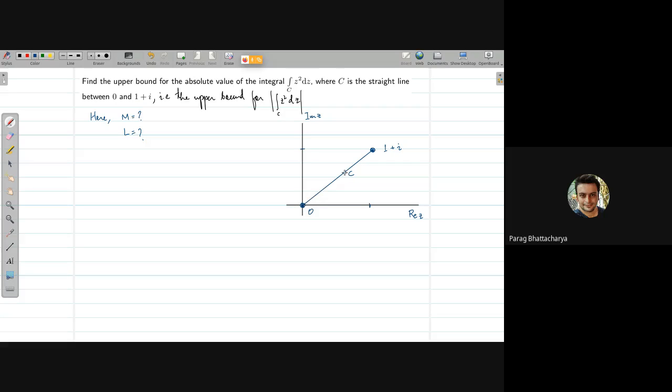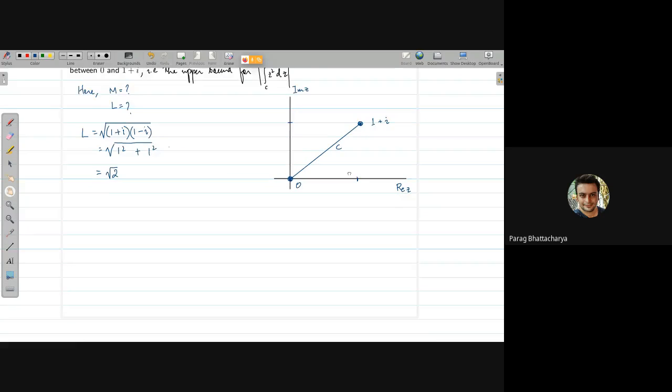L is very easy. L is simply the length, this particular length. So the length will be equal to the modulus of this number 1 plus i. This will be under root, the number times its conjugate, so under root (1 plus i)(1 minus i), which will give us 1 square plus 1 square, which is equal to root over 2. So L is root over 2.